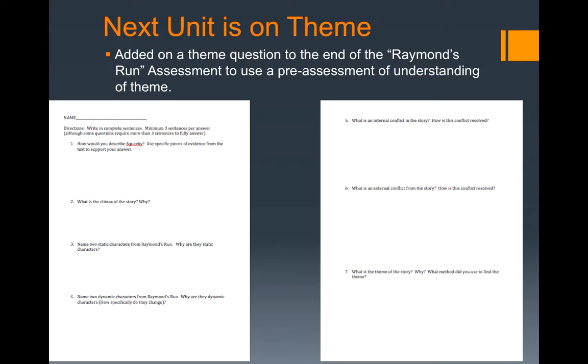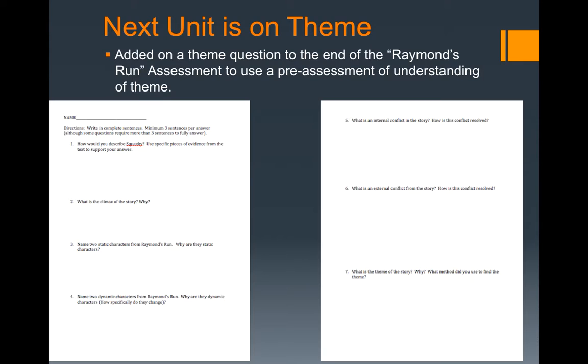The first 6 questions are all about plot and characters, and there's some conflict stuff in there which goes along with the plot. So I had the idea of adding a theme question to the end of the assessment to use as a pre-assessment for their understanding of theme. We don't talk about theme at all in this unit, but I just threw that question on there to see which students already had a mastery of theme.